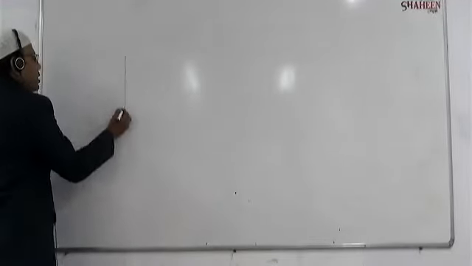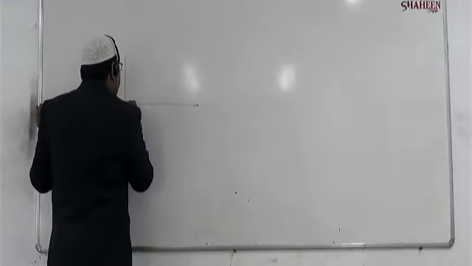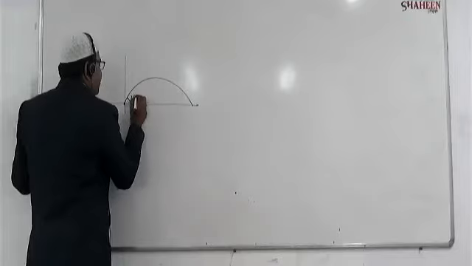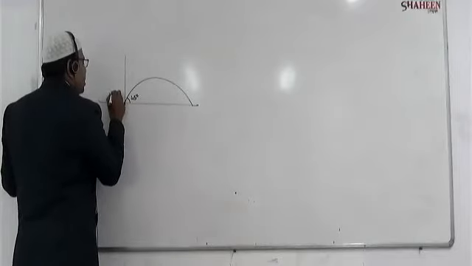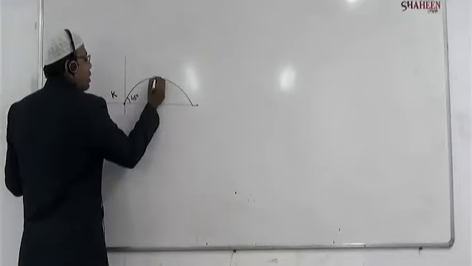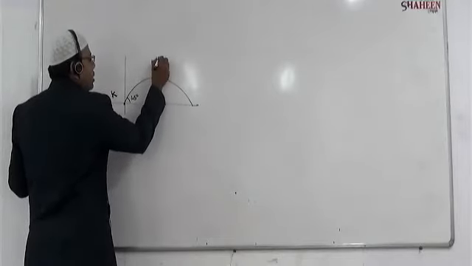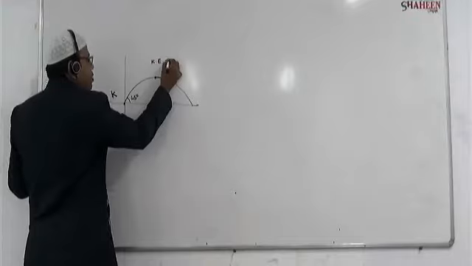Now one ball is there, a cricket ball. It is hit at an angle of 45 degree with the kinetic energy K. Here the kinetic energy is K. We need to calculate what the kinetic energy is at the highest point. Kinetic energy at the highest point, how much is it?